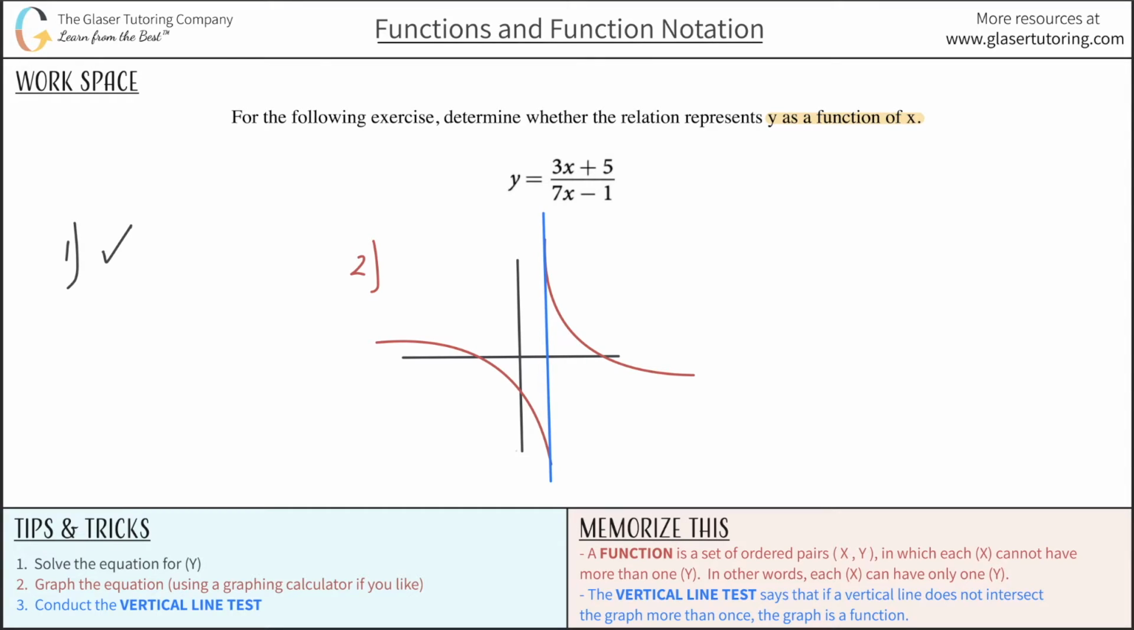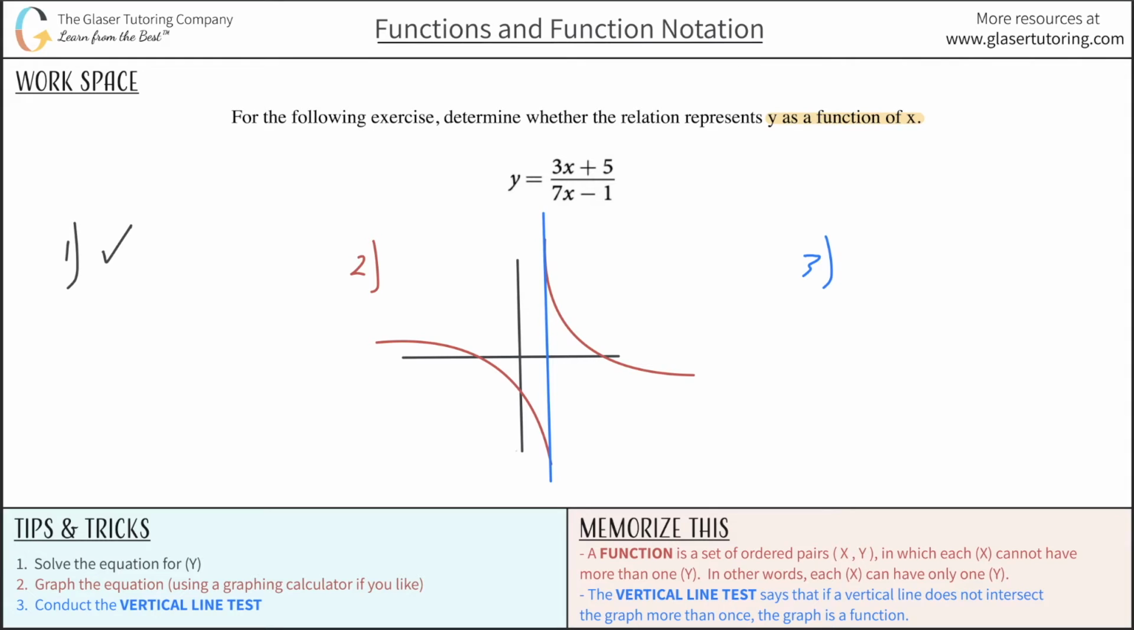Now that doesn't really matter, because in terms of our vertical line test, it says that a vertical line must not intersect the graph more than once, so if it intersects it 0 times, it could still be a function. It really doesn't matter. Really, we're testing it to see if it intersects once or more, all right?